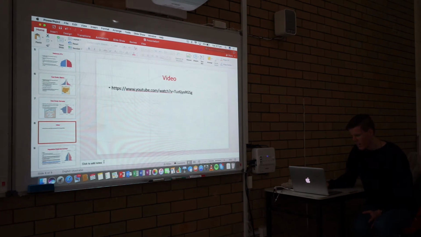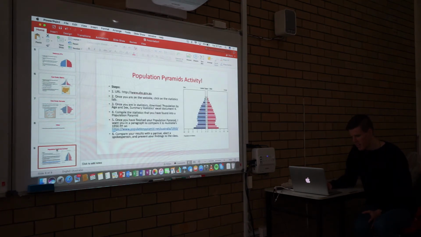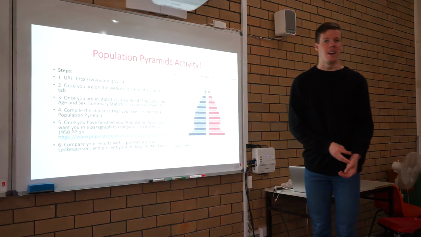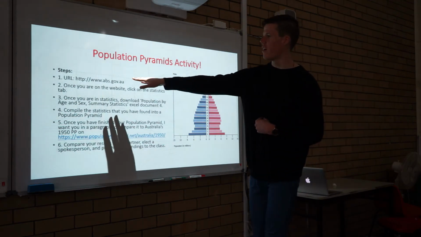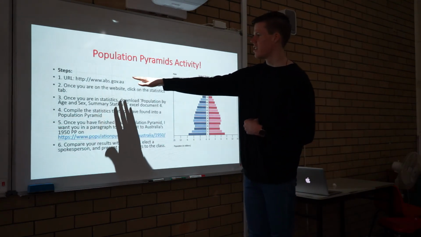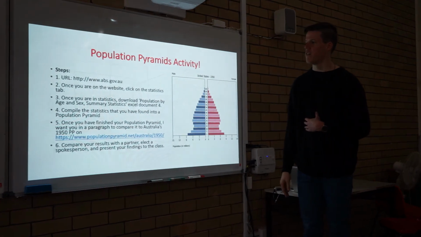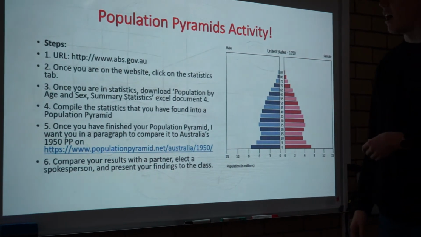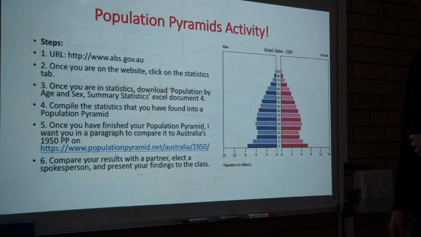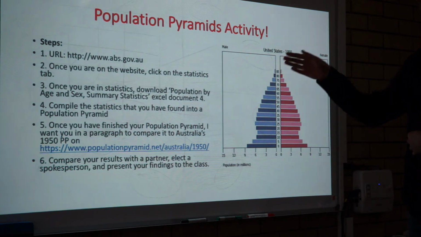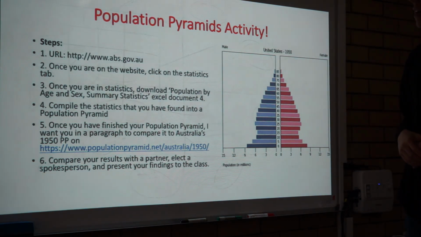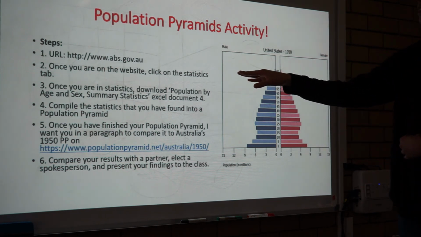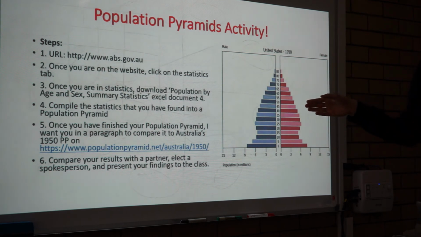We are going to have an activity about population pyramids today. Now, I need you all to get your laptops out, and I need you to type in this URL, http://www.abs.gov.au. ABS is the Australian Bureau of Statistics. This is where you will find all of your information for today's activity. Once you are on the website, I want you to click on the Statistics tab. Once you're in that tab, I want you to download the population by age and sex summary statistics Excel document.